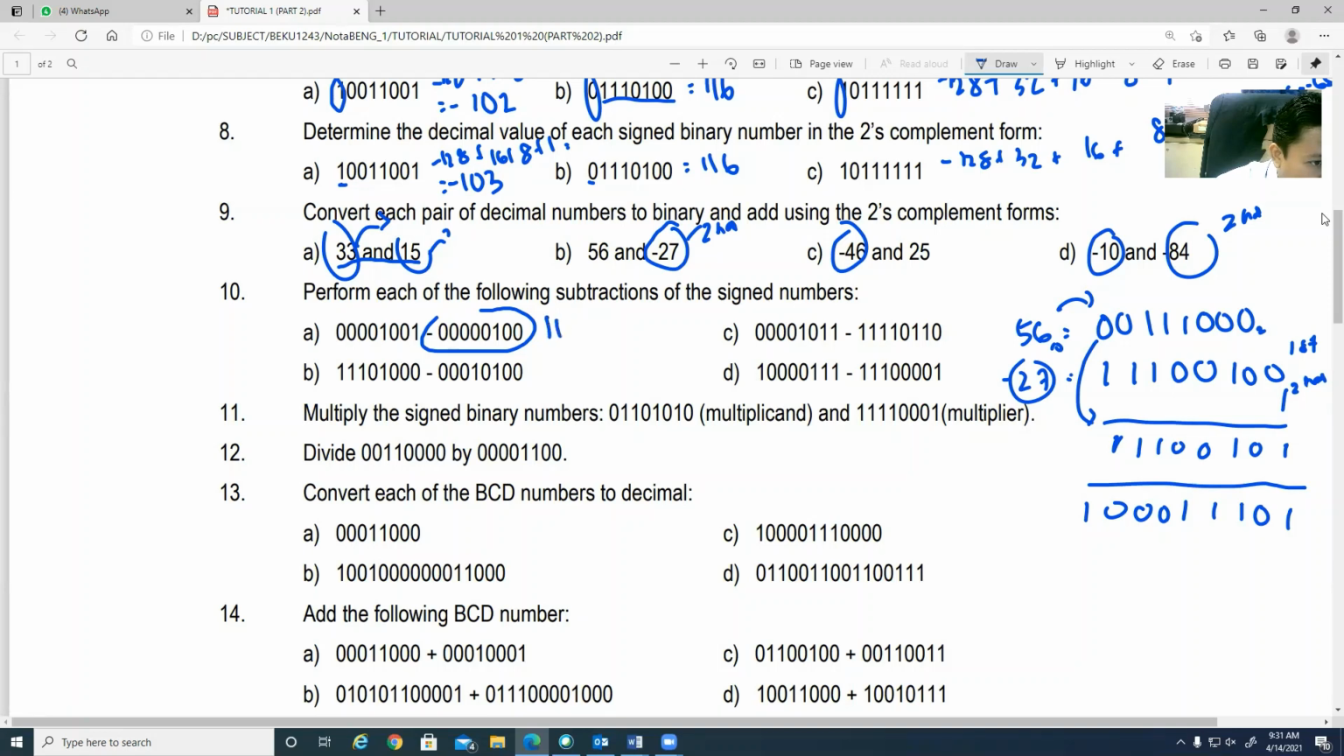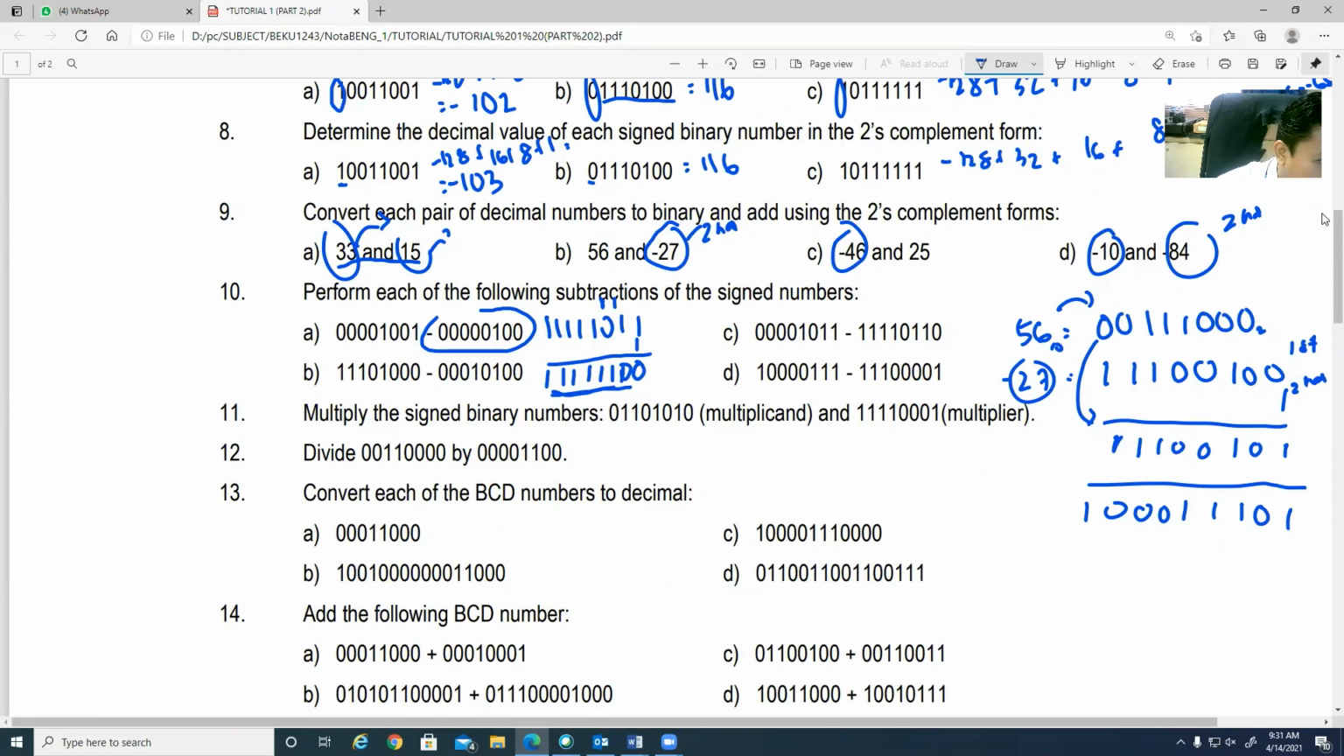1111011, then plus one. 1 plus 1 will be 0, carry 1, and we get 1 1 1 1 0 1 1 1. So this is this part. Then we can use the subtraction.